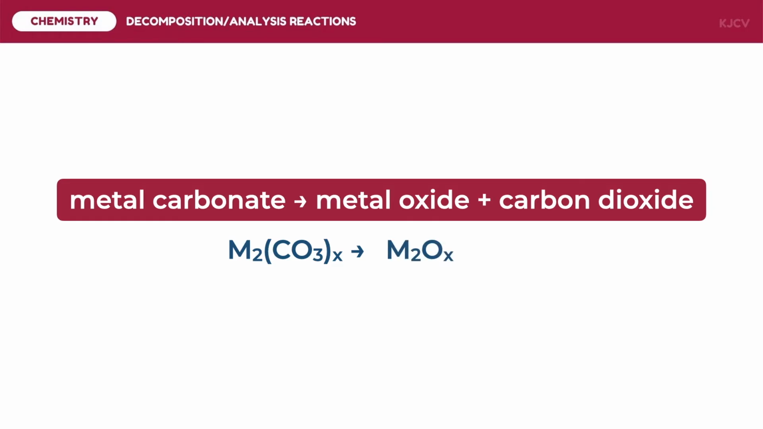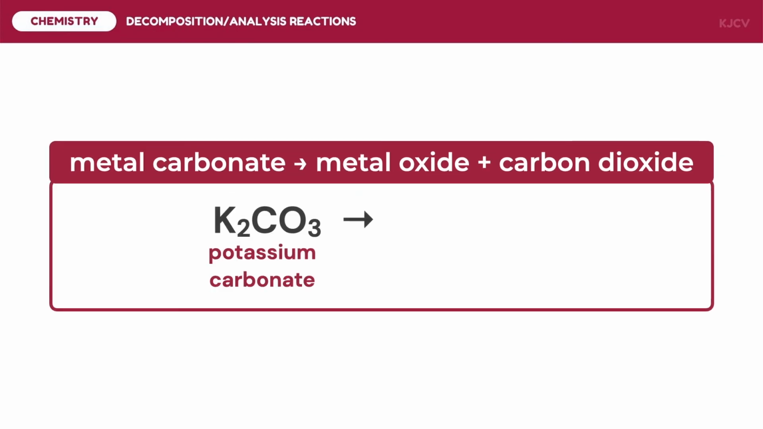The charge of the metal will be the subscript of oxygen. Oxygen, on the other hand, has a charge of -2. Thus, 2 will be the subscript of the metal in the compound. The second product is carbon dioxide. This is constant for all metal carbonate decomposition reactions. Let us look at some examples for the decomposition of metal carbonates.